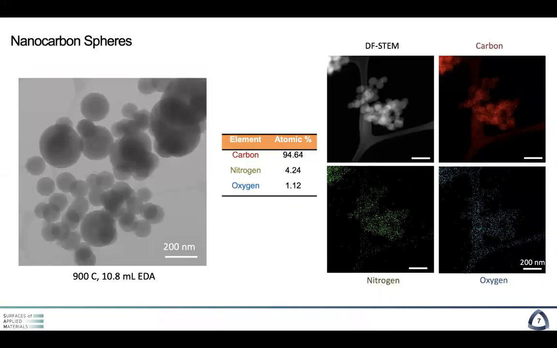And then from the TEM we get images like this. So here on the left, we have our nanocarbon spheres. You can see the spherical morphology. You can see the relative sizes to each other and what they look like.